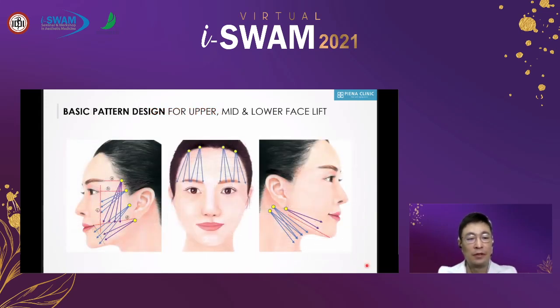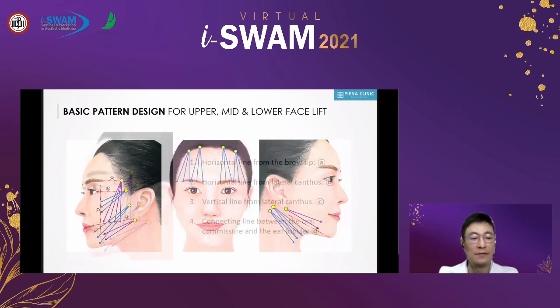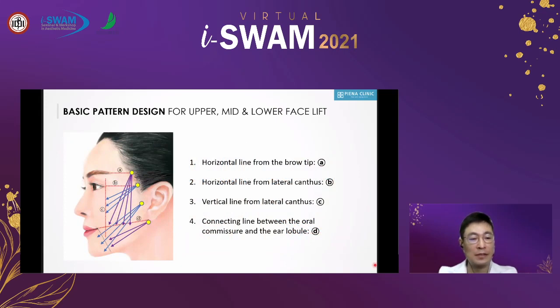Now let's move on to the insertion technique. There are basic pattern designs for each part of the face: the design for the mid and lower face, and for the upper face or brow lifting, including the submental area and the jawline lifting. Let's find out the basic pattern design for mid and lower face lifting in more detail.